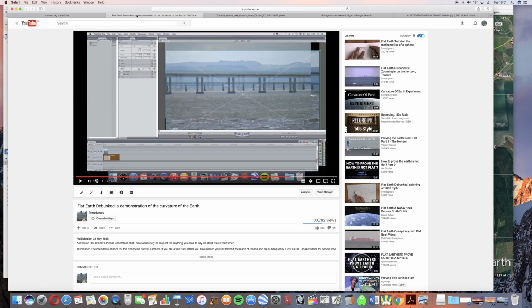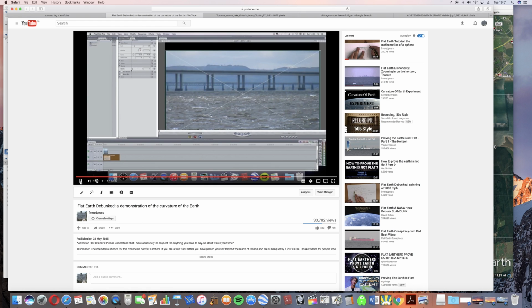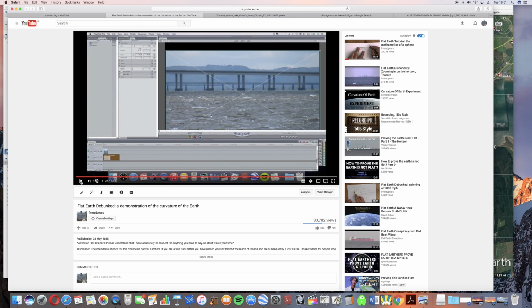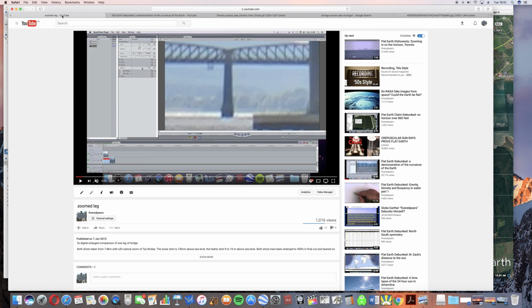So here was the original video where I compared the shots of the bridge and show that yes, indeed, just 4 feet above sea level, there's a horizon there, and when you go to 40 feet above sea level, you can see all of the bridge. Now, I also made this video where I zoomed in. I did zoom in digitally just to enhance, to make a direct comparison.